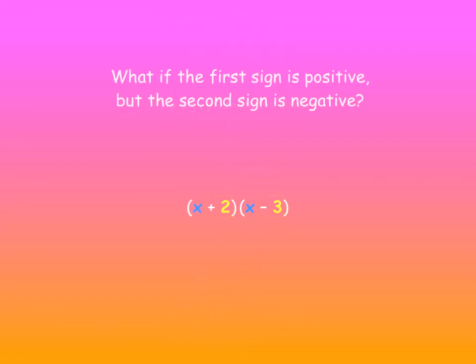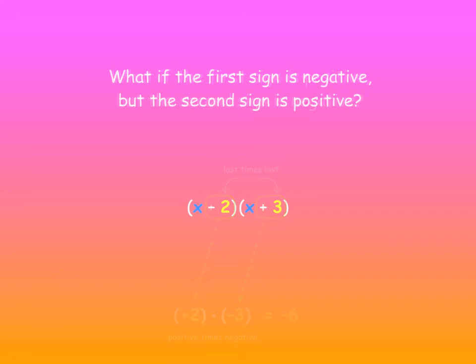What if the first sign is positive, but the second sign is negative? Well then, our last times last, we'll have positive 2 times negative 3. Positive times a negative gives us minus 6. And what if the first sign is negative, but the second sign is positive? Well, now we have minus 2 times plus 3. Negative times positive gives us minus 6, or negative 6.